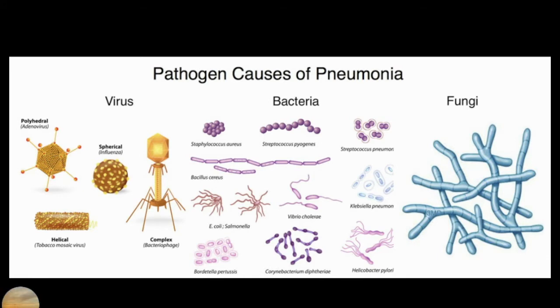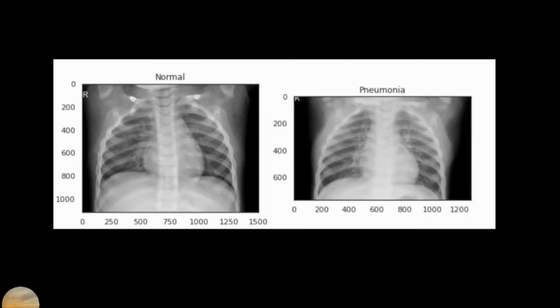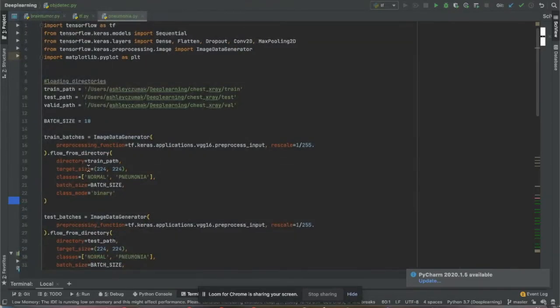In terms of bacterial pneumonia, urgent care is necessary along with antibiotic treatment, in contrast to viral pneumonia, which is treated through supportive care. Thus, accurate and prompt diagnosis of pneumonia is important, and by building a CNN, we are able to analyze chest x-rays to detect pneumonia. I'll walk you through my code for this pneumonia detection.